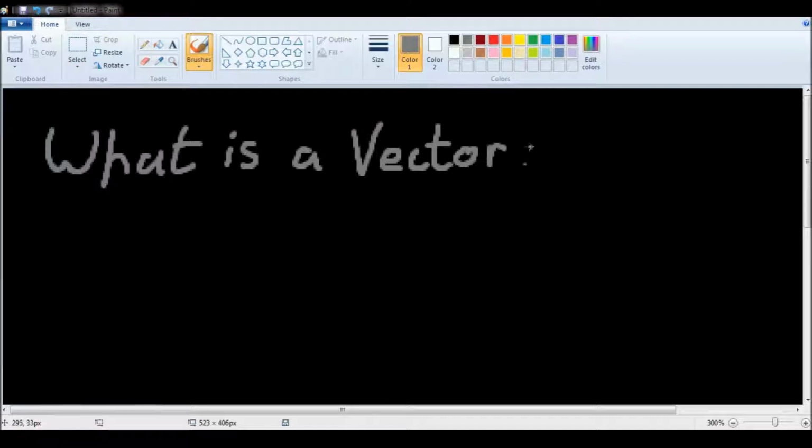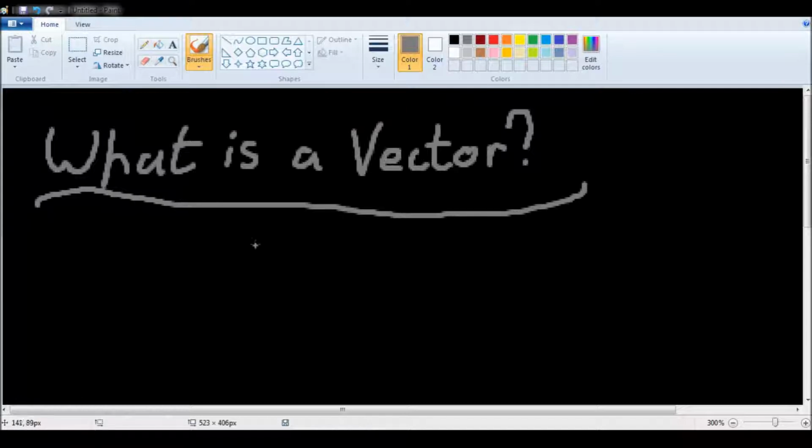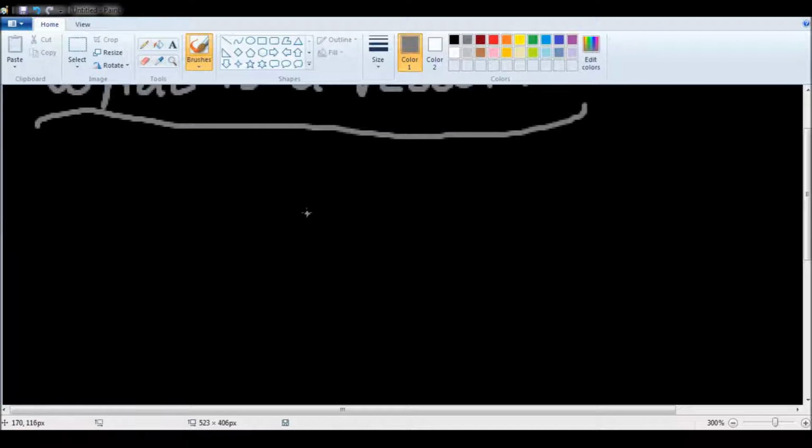What is a vector? So a vector is a quantity. It is a mathematical quantity that has both what's called a magnitude and a direction. So the magnitude. You're going to have to bear with me here. I don't have a tablet, so I'm doing this all with a mouse. So magnitude and direction.